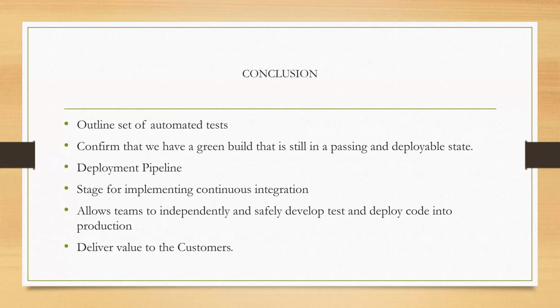And we talked about the deployment pipeline and how we want to deploy things into production. We want to follow those steps, and then we want to stage the implementation for continuous integration. We want to continually be able to build and work together there. This is going to allow teams to work independently and safely test and deploy code into production, and it's going to deliver value to our customers.